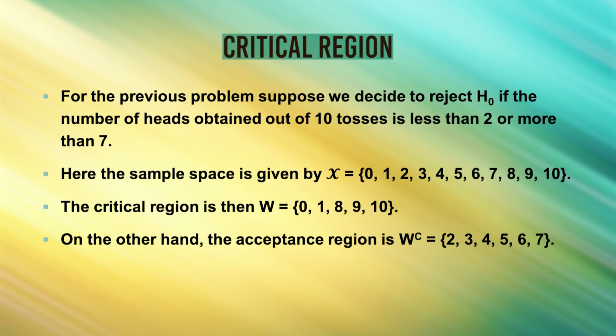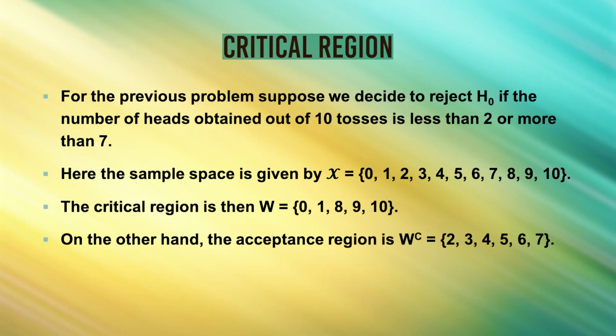Script X, which we call the sample space, is the set of all possible values of the test statistic. When we toss a coin 10 times, what are the possible numbers of heads? We may not get any head at all. We may get 1 head, 2 heads, and we may get heads in all the tosses. So the test statistic can take the values 0, 1 up to 10. That set will be our sample space script X. So here we have seen the critical region. What will be the acceptance region? It's the complement, so it will constitute the values 2, 3, 4, 5, 6 and 7.